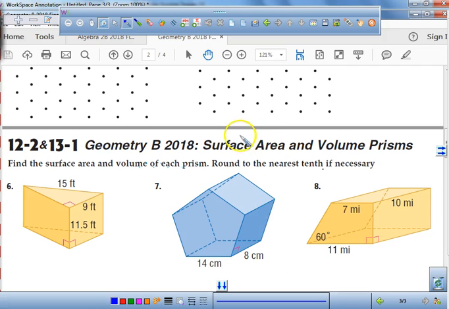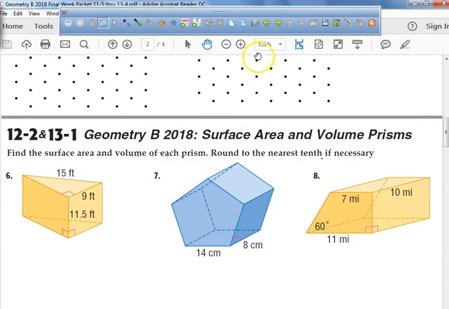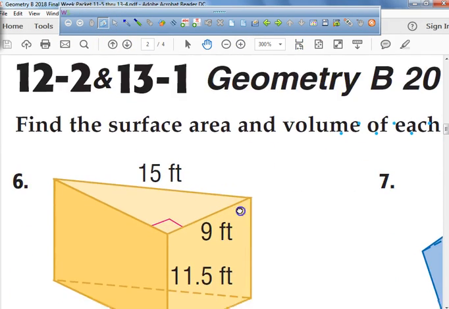Just remember, surface area is always going to be in units that are squared, and volume is always going to be in units that are being cubed. Okay? So cubic units are definitely different than square units. Alright? So right now we are going to start with problem number 6. I'm going to zoom in on problem number 6.